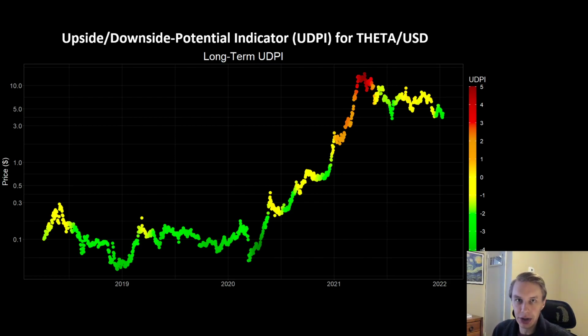Today I want to introduce a new risk indicator we just launched for Theta Network and its native token Theta.